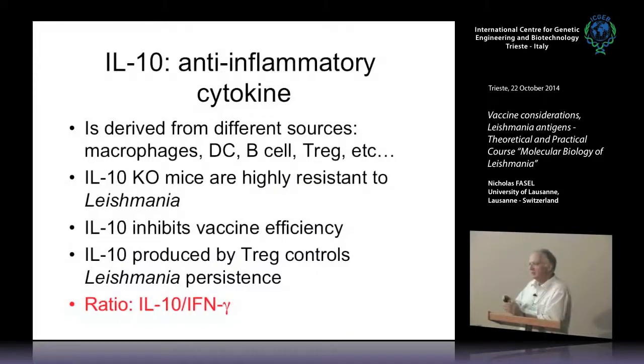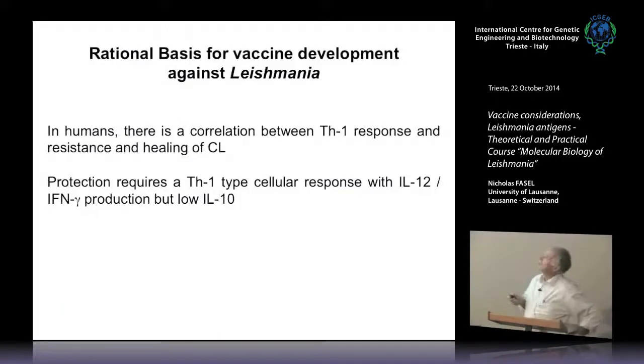But maybe it's important to keep some parasite inside. And so probably it comes down to one ratio: the level of IL-10 versus the level of gamma interferon. What is important is the balance between these two molecules. In humans, it's known there is a correlation between the Th1 response and resistance and healing in CL. The protection requires a Th1 cell response with IL-12 and gamma interferon production, but low IL-10. That's probably the key element.